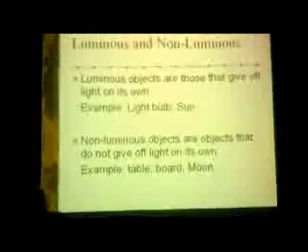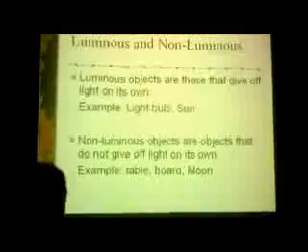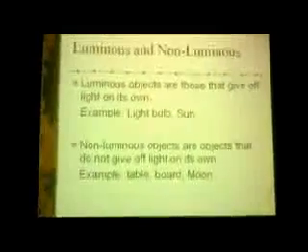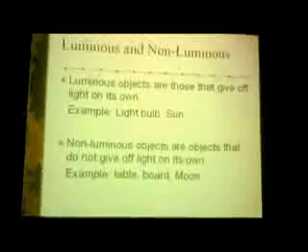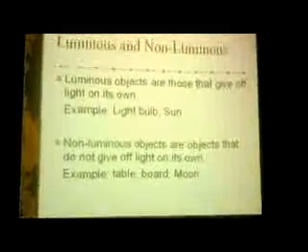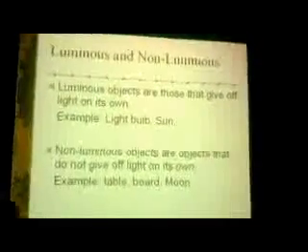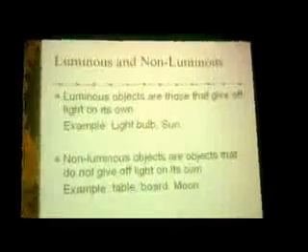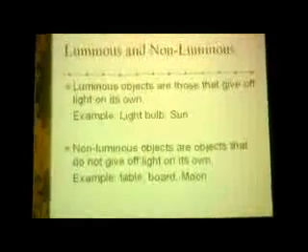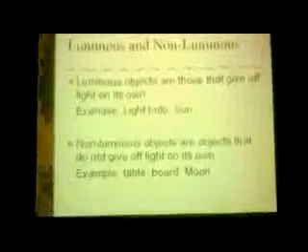In short, luminous objects are the ones who give off light, who give light to us. They are natural lights like sun, stars, and many more. And non-luminous objects only reflect light, or they're just borrowing light from a luminous light.